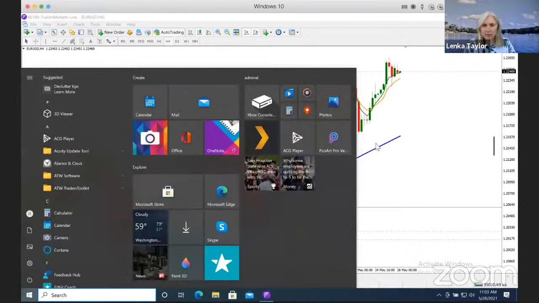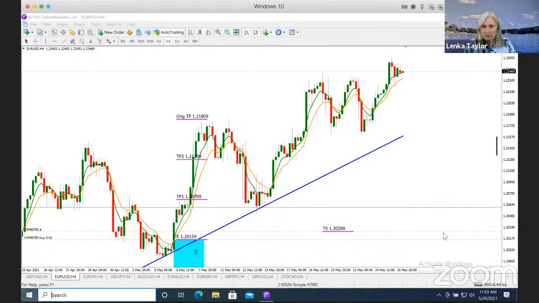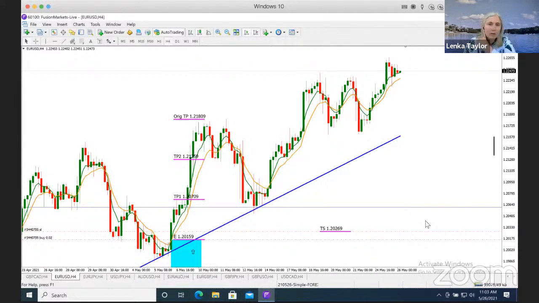Let's look if this is going to work. No. Why is that not working? Right. There we go. This is the right button. So around TP2. So that's the new trailing stop. I'll move this up.